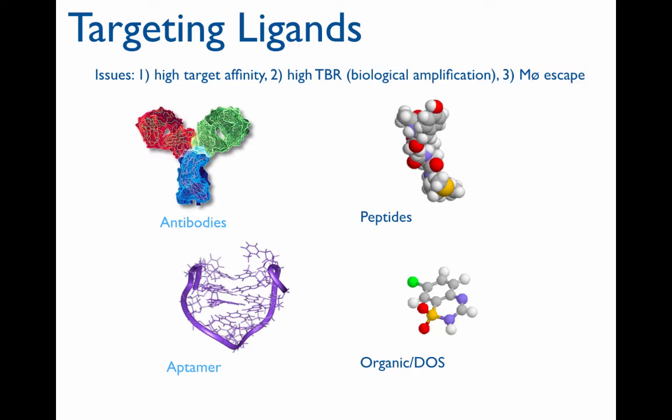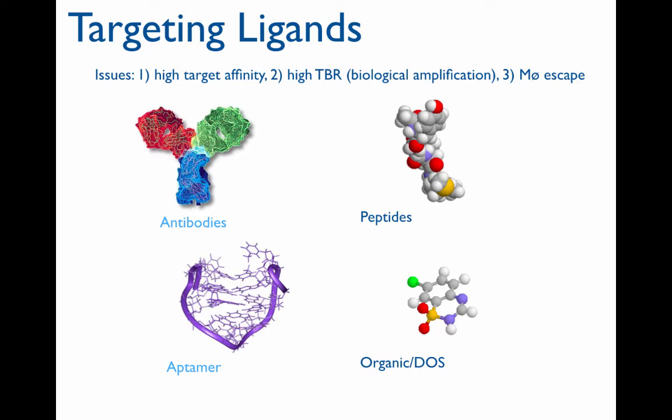They have to have high target to background ratio. So again, that's the selectivity. And you want them to escape the macrophages. You do not want them to go into the macrophages. And how this is done is antibodies. There are antibodies out there to almost every single protein. But antibodies have advantages where they have really high affinity and the structures are well known.